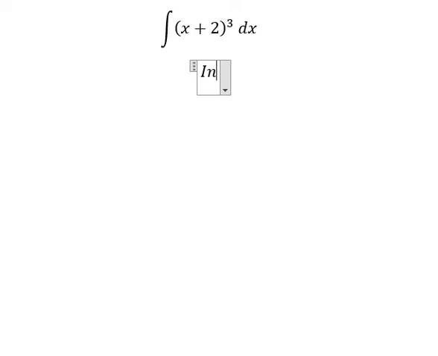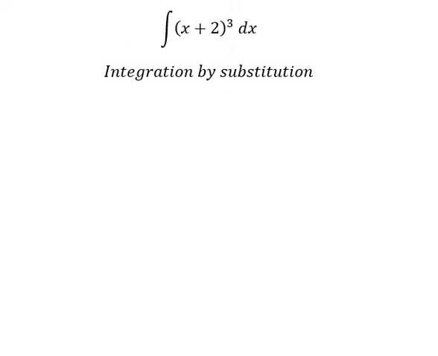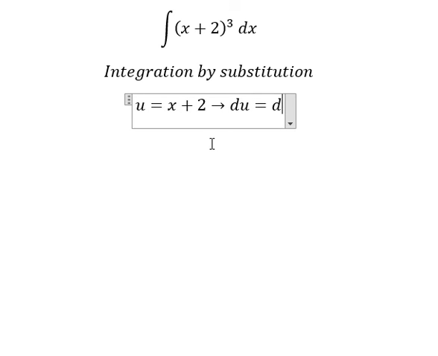We need to use integration by substitution. So I will put u equal to x plus 2. Later, we take the first derivative of both sides, and we have du equals dx, because the first derivative of x is 1. And this one is a constant, so you get 0. And this is the reason why we have du equals dx.